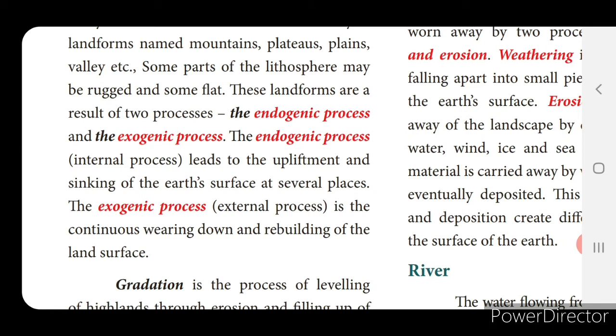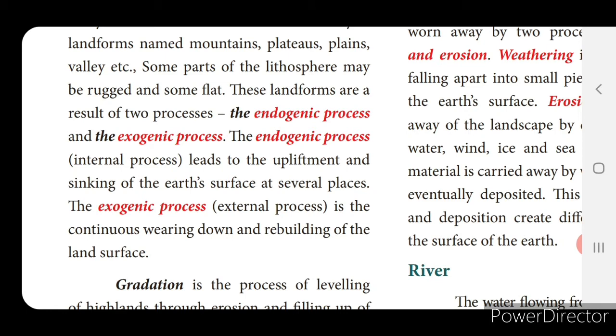Due to the internal process inside the earth, some processes will be taking place. Because of these processes, some of the surface of the earth may uplift, it may rise up, or sink into the earth, or it may form a hollow, sphere-like structure. So, the endogenic process leads to the upliftment and sinking of the earth's surface at several places.